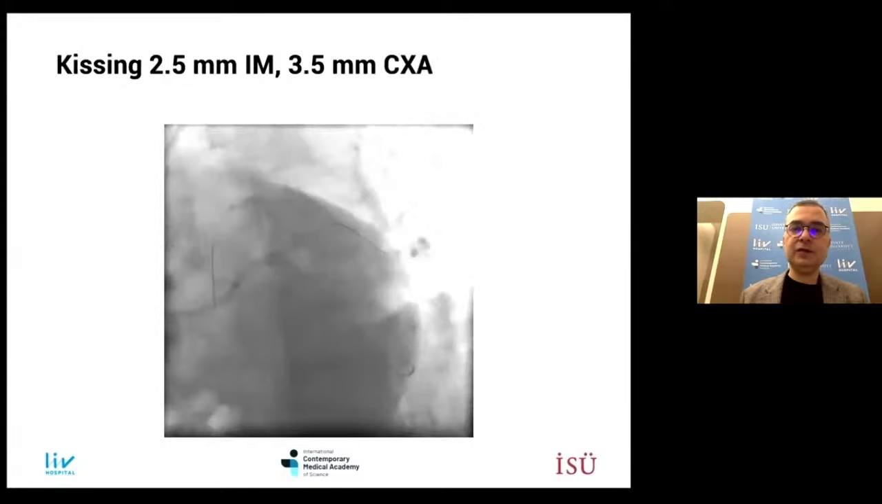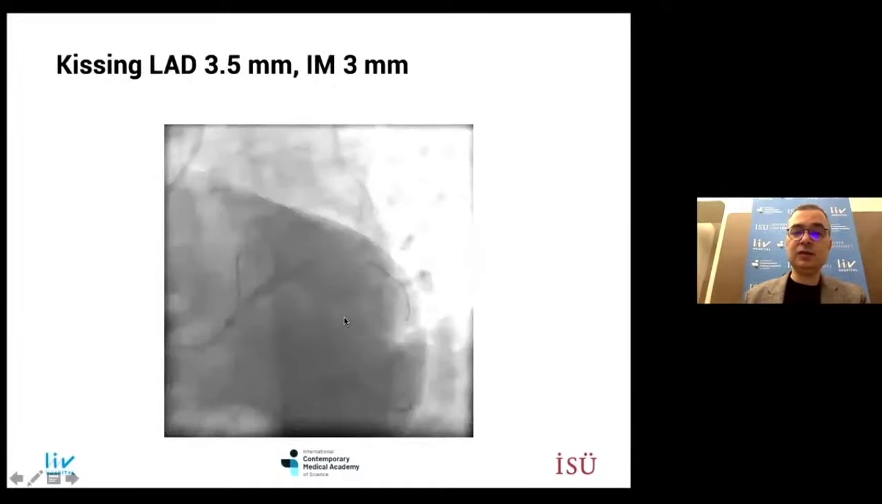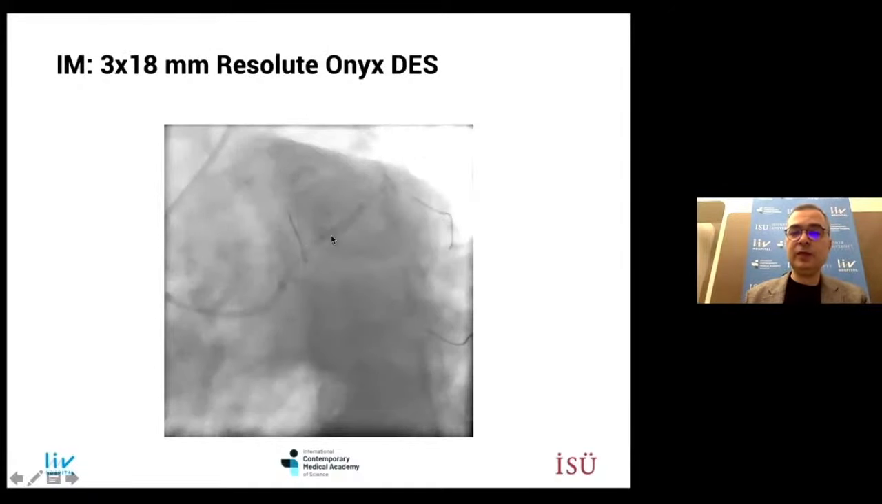After that, we made a kissing balloon with a 2.5 millimeter balloon in the intermediate artery and a 3.5 millimeter balloon in the circumflex artery. And then we implanted a 3.0 by 18 millimeter Resolute Onyx drug-eluting stent in the intermediate artery. And in this image, you see that we have parked a balloon in the LAD branch.